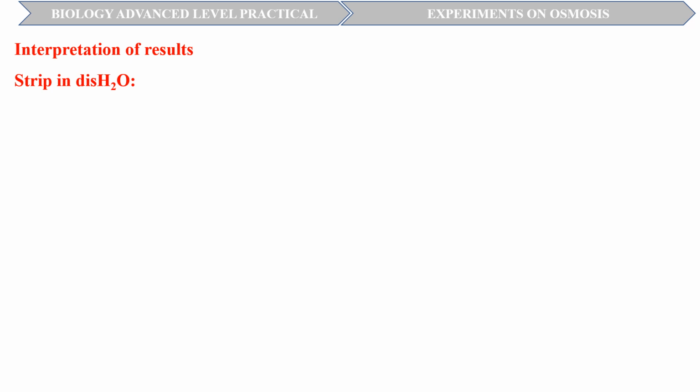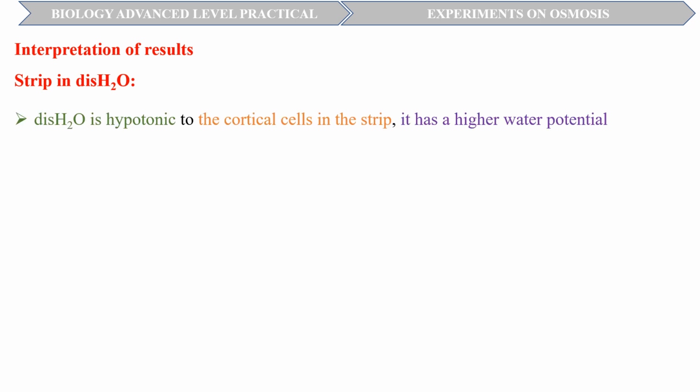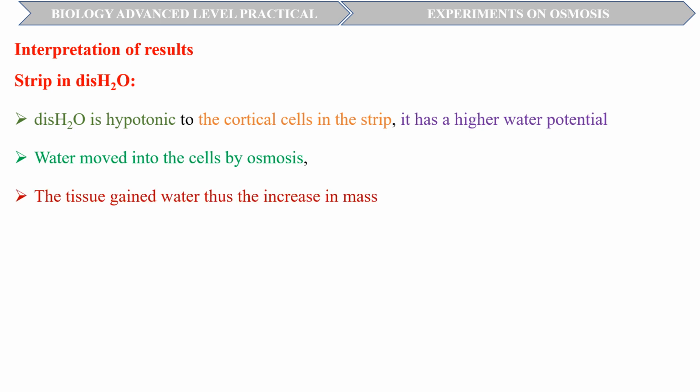Let us now give meaning to our results. For the strip in distilled water, we can say distilled water is hypotonic to the cells in the strip of the cocoyam petiole. That is, distilled water has a higher water potential than the cells. Water moved into the cells by osmosis. The tissue gained water, which accounts for the increase in mass. The cells became distended due to influx of water.